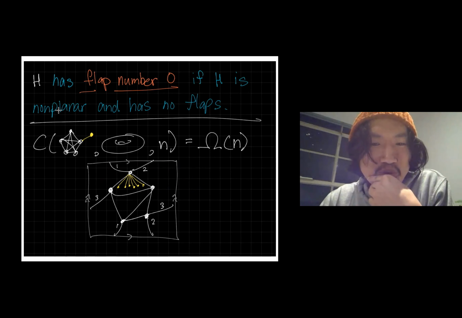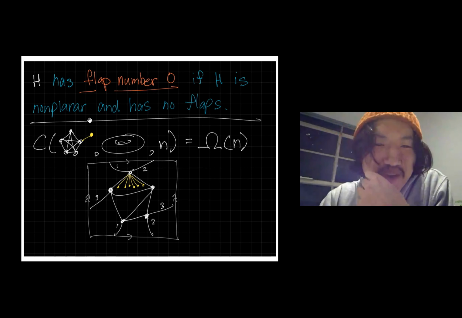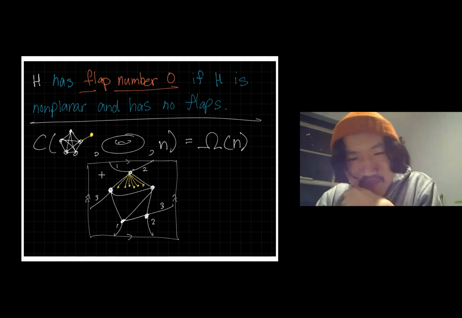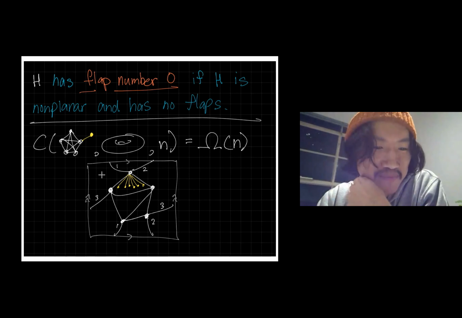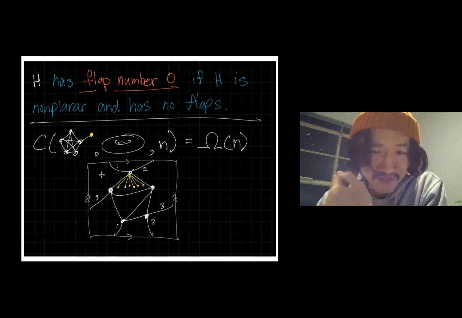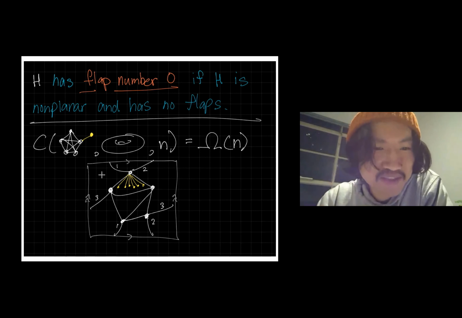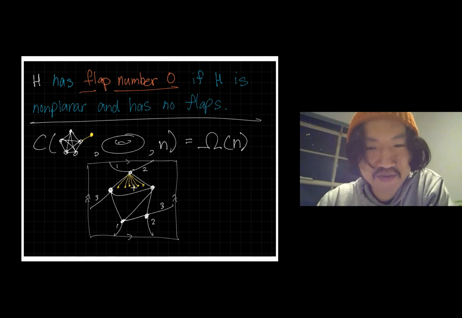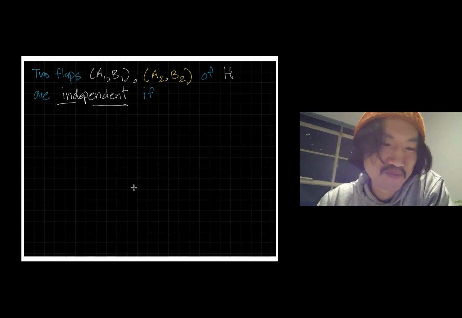So I guess we've reached the point where I should tell you what the flap number is. If we go back to this example where I was able to build linearly many copies of this graph, the question is, what should flap number 2 be? There should be some sort of independence between the flaps, right? So for flap number 2, I'm supposed to be able to get quadratically many copies of H. So I should be able to do this flapping operation independently, which means that my flaps should be disjoint in some sense, right? So here is the precise definition.